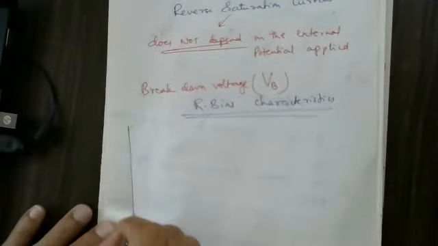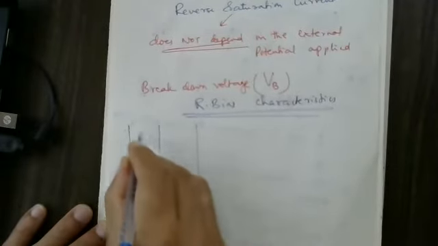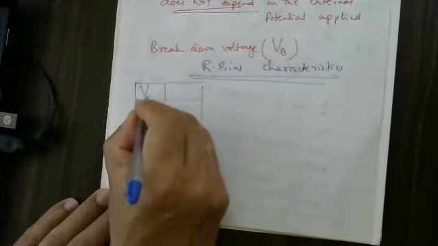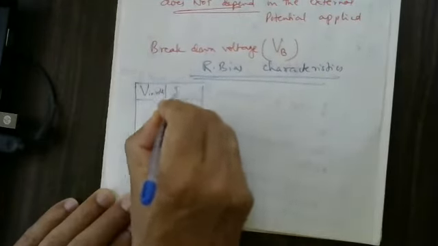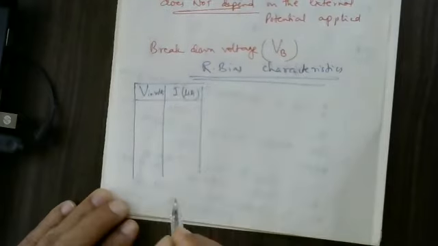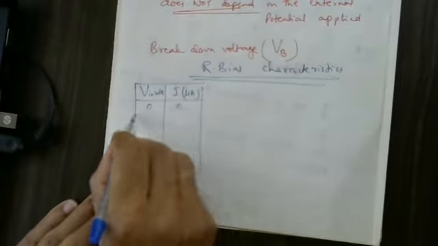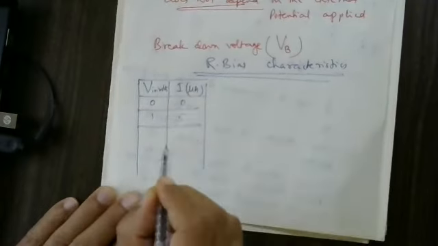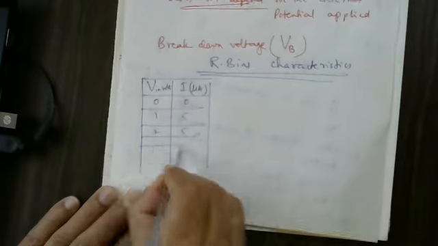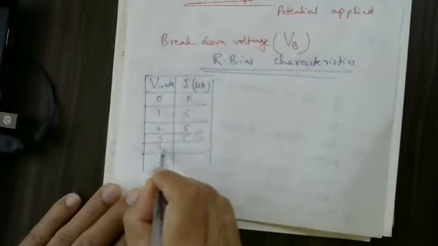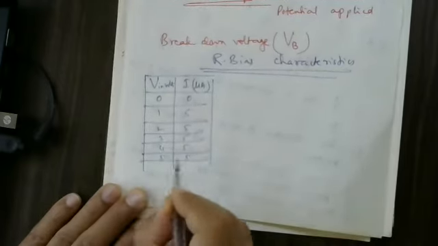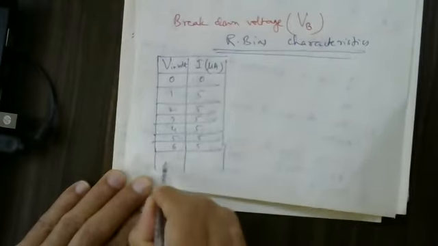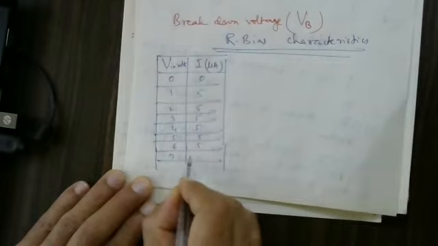So see here, this is the concept. Here we are supposed to draw a tabular column, V in volts, and current in microamps. We take 0. Here it is 0. Maybe 1 volt, something here, I said already 5 microamps. 2, 5 microamps. 3, 5 microamps. 4, 5 microamps. 5, 5 microamps. 6, maybe it is equal to 5 microamps. 7, suddenly increases.